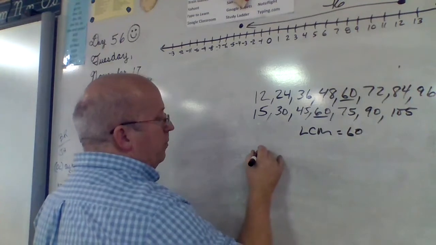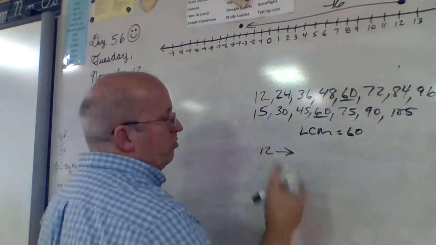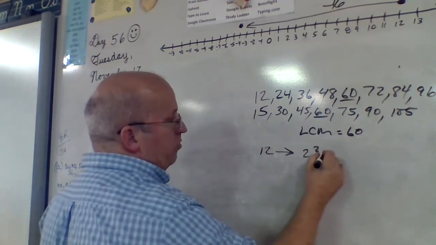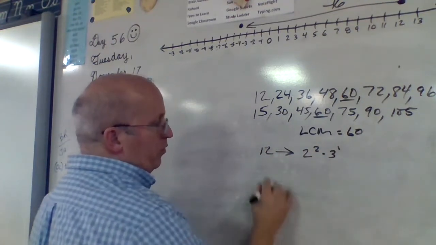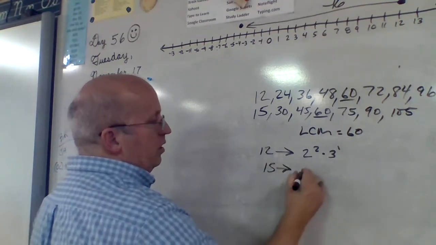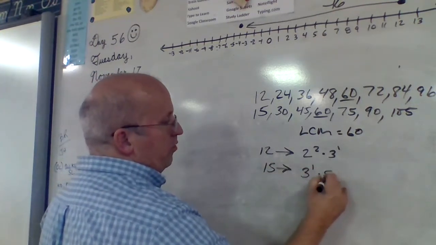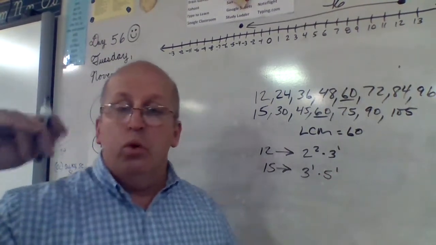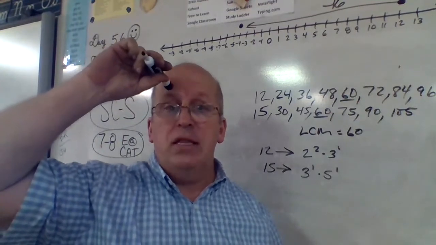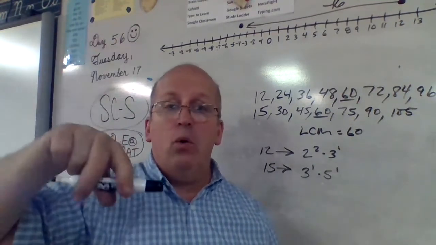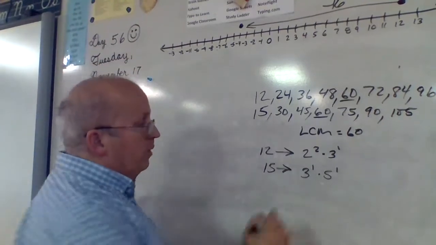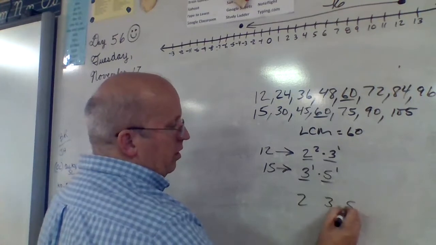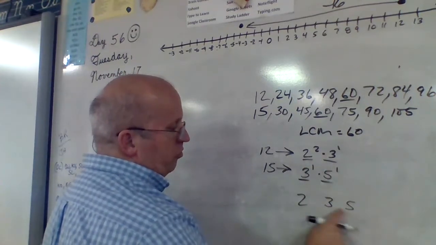Now, the other method is to write the prime factorization with exponents. I'd think about a factor tree, and 12 happens to be 2 to the second times 3 to the first. And 15 is 3 to the first times 5 to the first. Now we've got to remember that rule. What does the rule say? The rule says multiply together the greatest power of each factor that you see. So I see 2's, 3's, and 5's there.